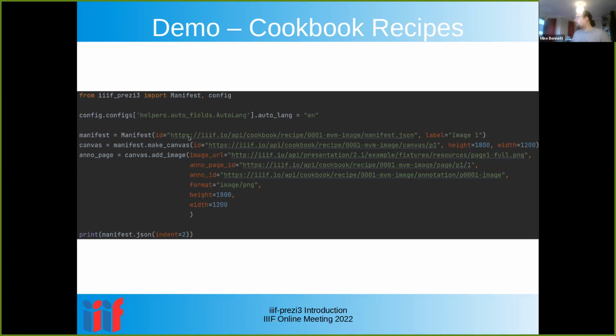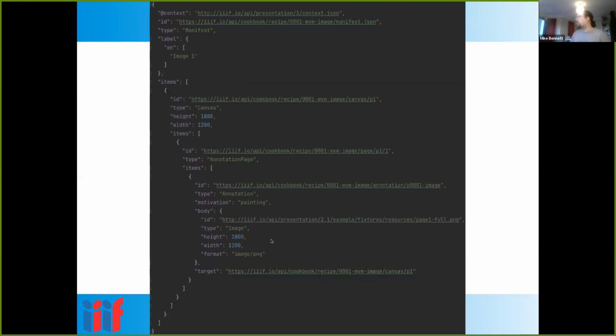So likewise, now we have a manifest. We're creating this with an explicit ID and a label. Then we are creating a canvas on that object. And then we are adding an image to that canvas and then printing it out. So when you look at this, then again, you get a nice valid JSON manifest, complete with all of the details. And you can see here the label EN image 1 from the config.